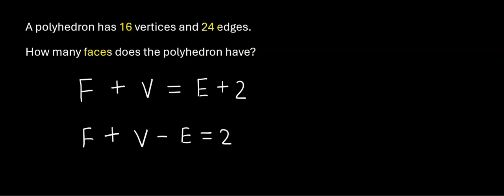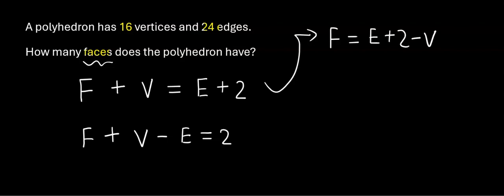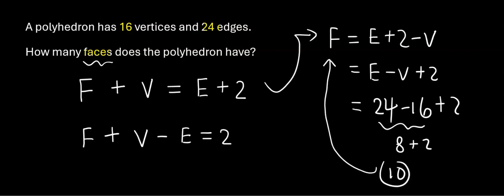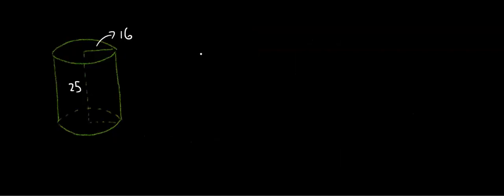Okay, now we're looking for how many faces. So let's just play with this formula. From here, faces is edges plus 2 minus V, or you can say E minus V plus 2. You pick your favorite one, and we're about to solve for the faces. Edges is 24, vertices is 16, plus 2. This gives us 8, 8 plus 2, we have 10. So, faces, 10.